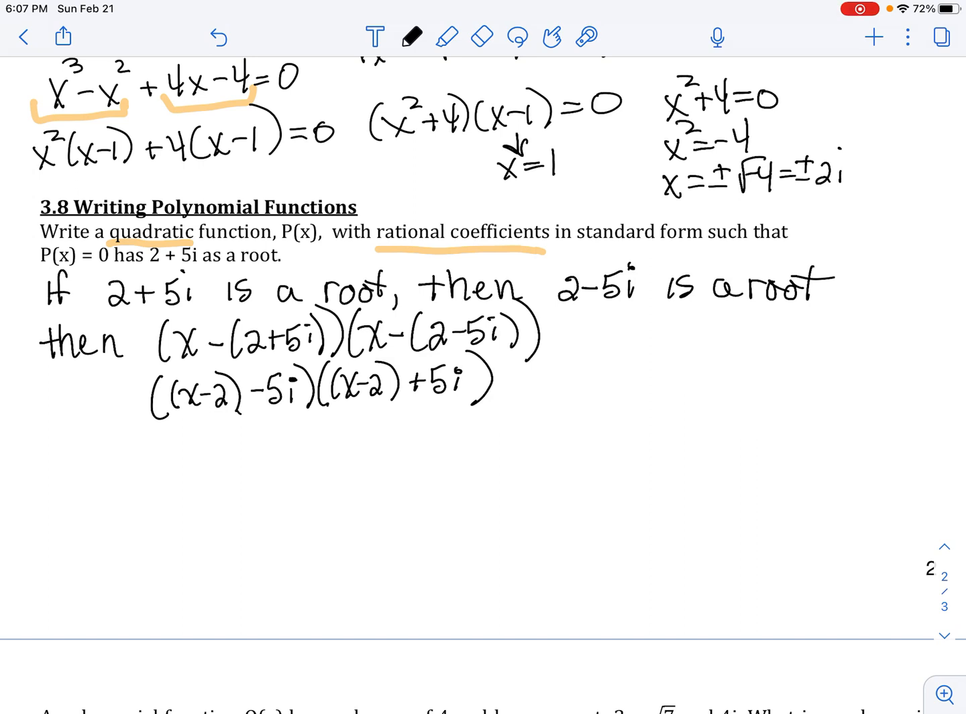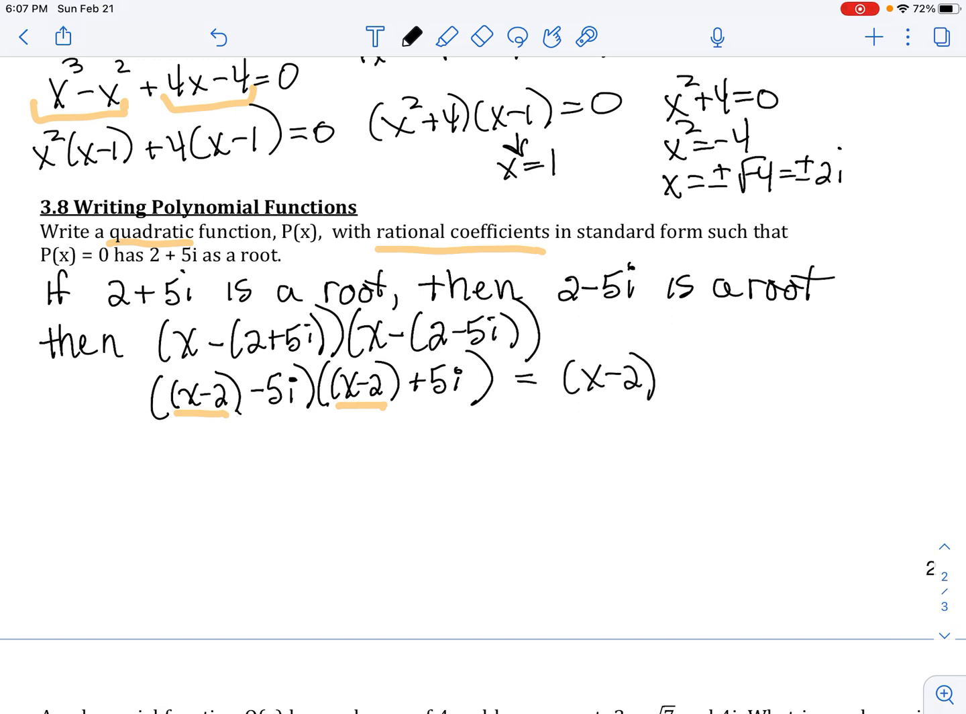So this is manipulating the terms. So I'm distributing that subtraction. So x minus 2 minus 5i. But I'm grouping the x minus 2. X minus 2 plus 5i. Why? It really makes the rest of the multiplying more simple. So we're going to multiply this times this.